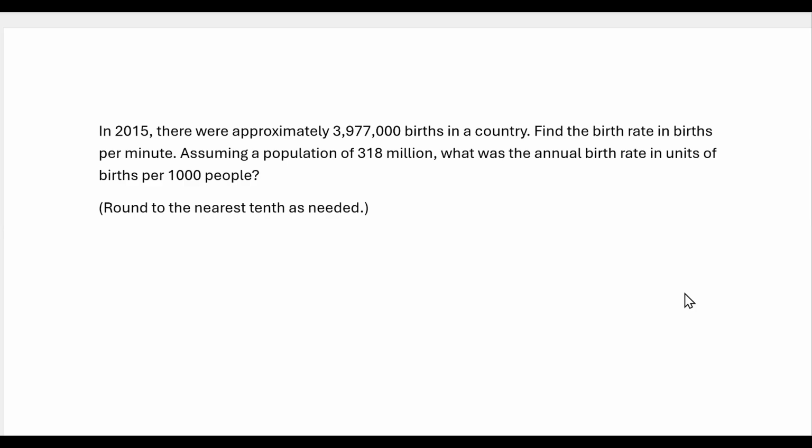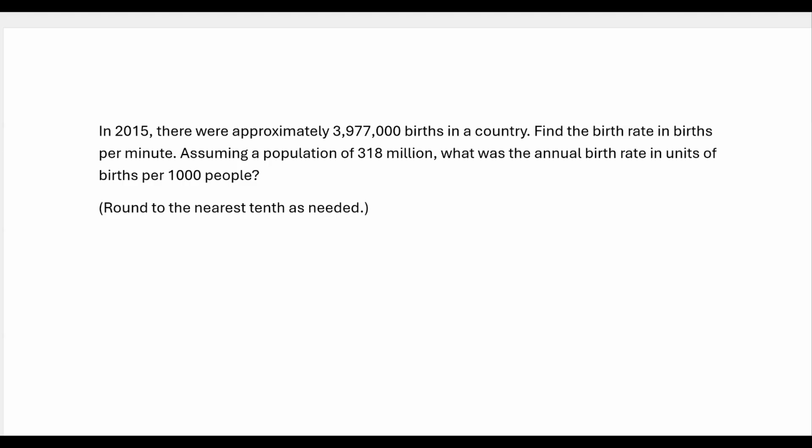So I see two things here. First, I see that we need to find the birth rate in births per minute. And then they ask, what was the birth rate in units of births per 1,000 people? That's two separate things, so we need to do one at a time. Let's start with the first one. Find the birth rate in births per minute.